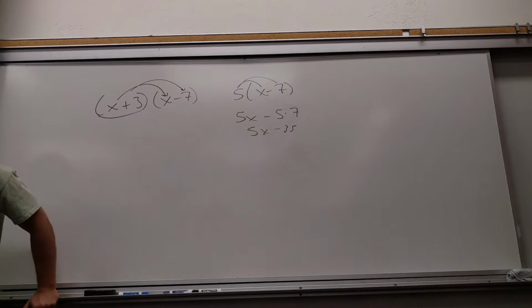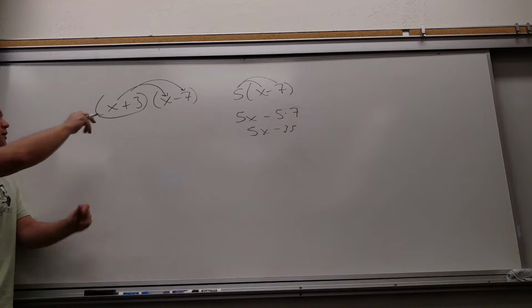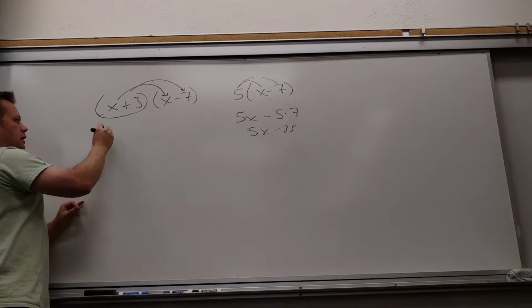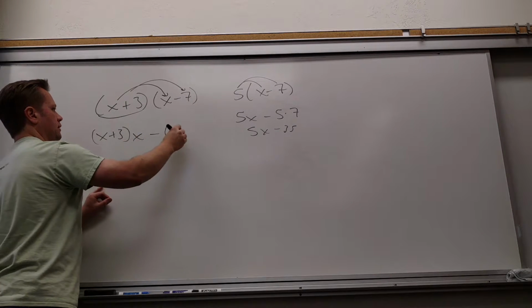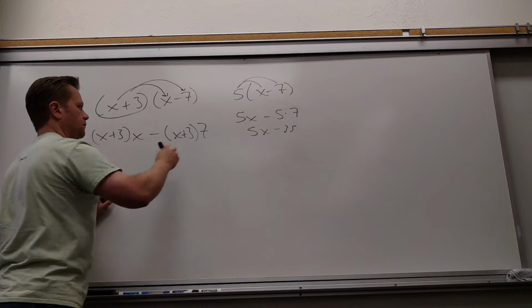And again, this is not how I want you to do this. This is why FOIL works. So I'm not saying I don't want you to do FOIL. I'm just showing you why it works. You see, I have to continue to remind you. So I would say x plus 3 times x, minus x plus 3 times 7.